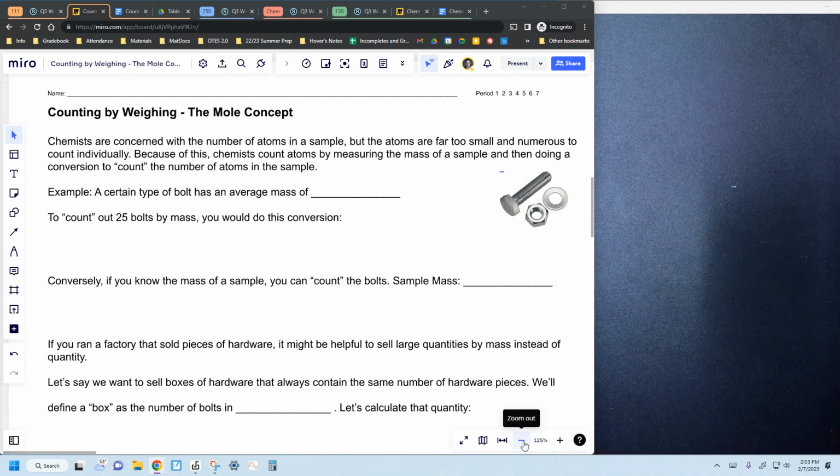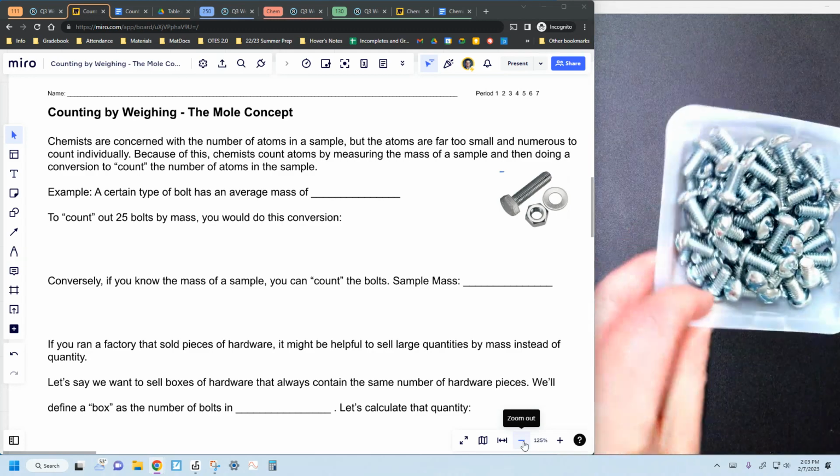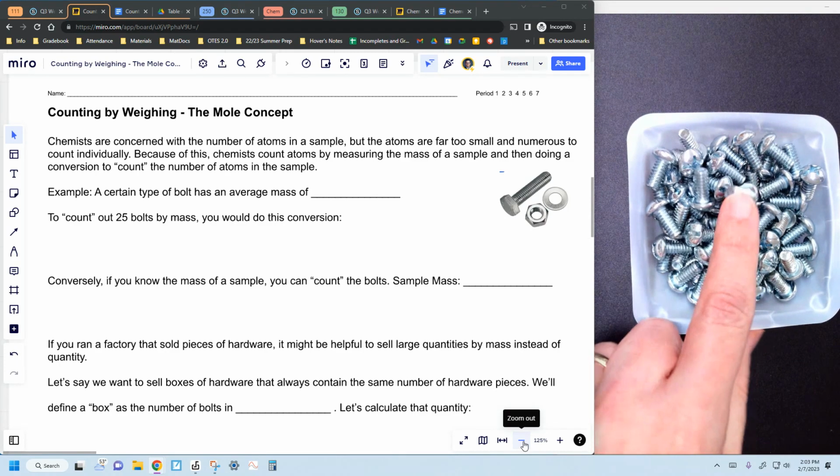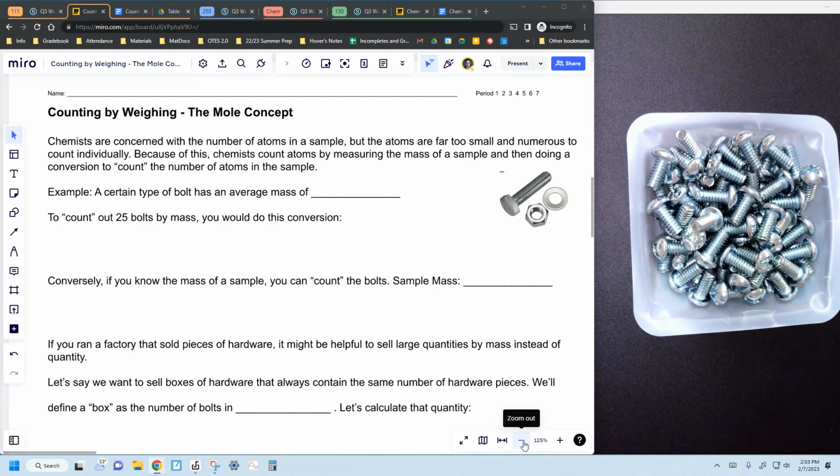So I have these bolts here, and I did some measuring to determine their average mass. And I say average because although they're all the same type, if you had an accurate enough scale, I'm sure they vary a little bit in their mass. But if I know the average, that should be all I need to know to count them by weighing, right?